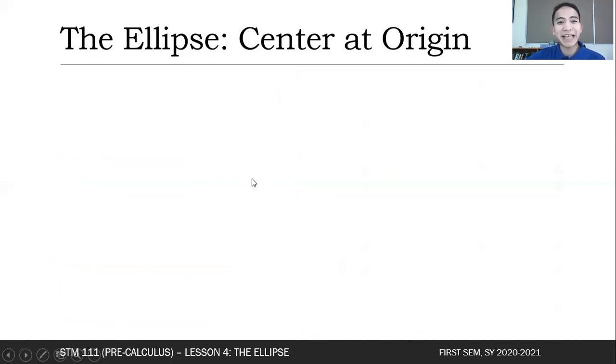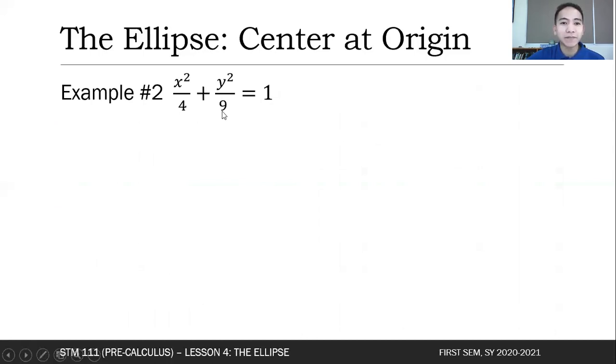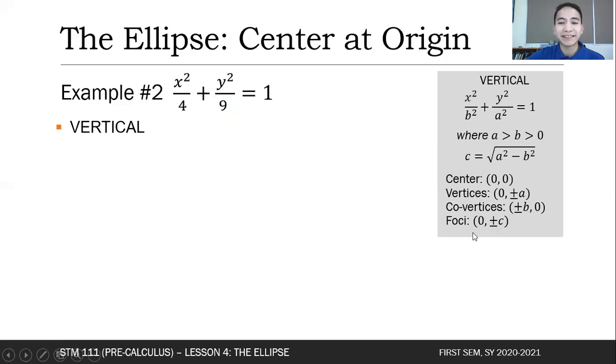Okay, next example. Example number 2. X squared over 4 plus y squared over 9 equals 1. Ang unang gagawin, i-check ano yung mas malaking denominator? Yes, that is 9. So dahil ang 9 ay nasa baba ng y squared, ibig sabihin vertical yung iyong ellipse. At ito yung mga gagamitin mong formulas.